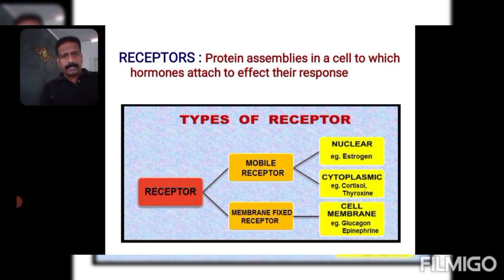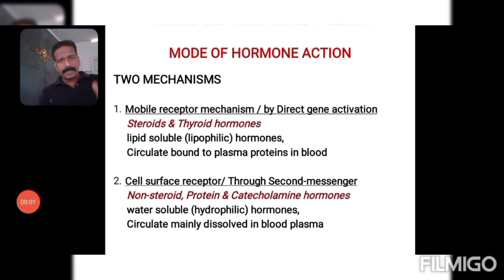Now, let us see in detail the mechanism of hormone action. Basically, two mechanisms are involved. The first one is the mobile receptor mechanism, which actually involves direct gene activation, direct DNA activation. So here, the hormone with the receptor, the mobile receptor, comes into direct contact with DNA, which gets activated. All the steroid hormones as well as thyroid hormones take this route.